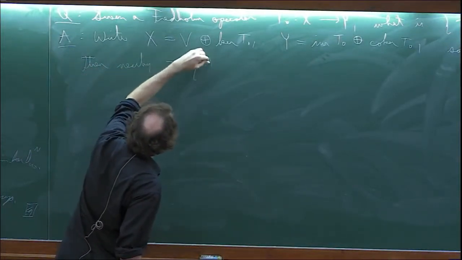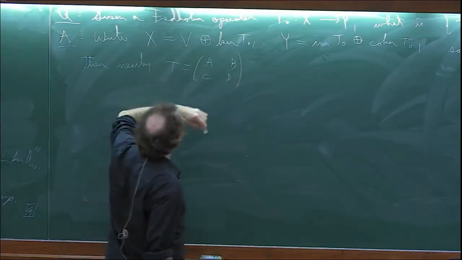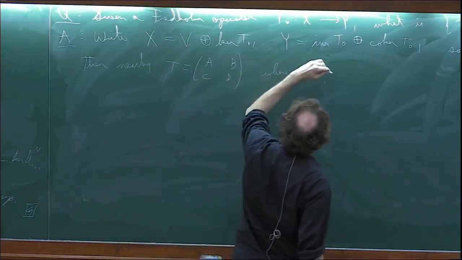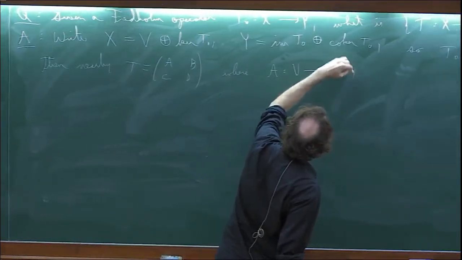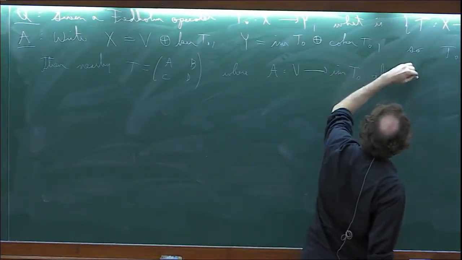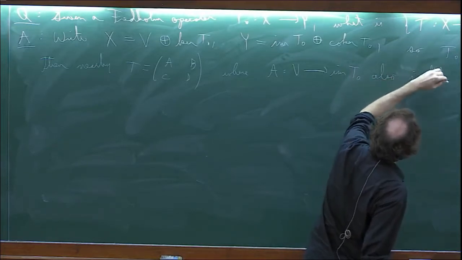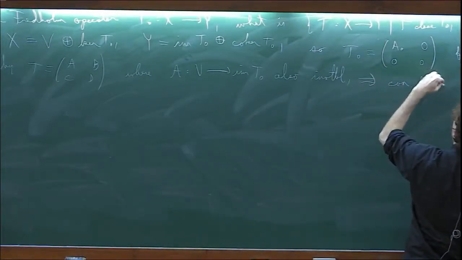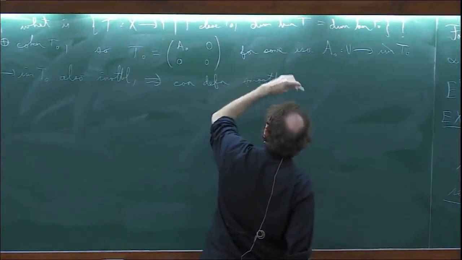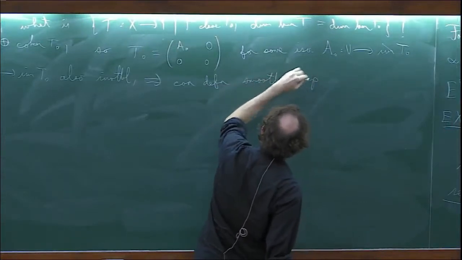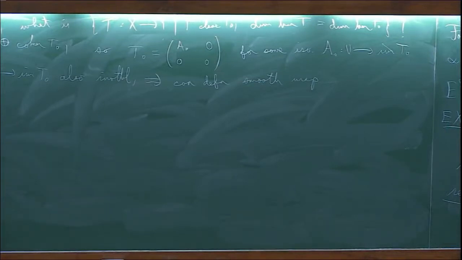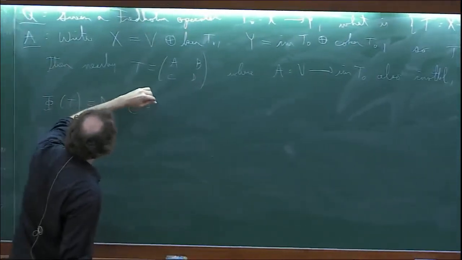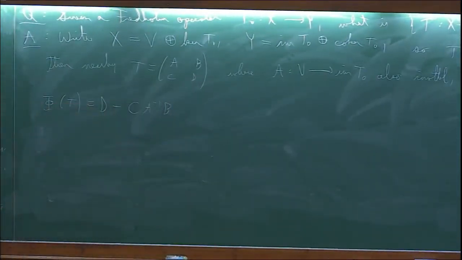T can be written as some A, B, C, D, where A, mapping from V to the image of T naught, is also invertible. Therefore, I can define the following smooth map on the space of Fredholm operators. Phi of T equals D minus C A inverse B, right? So that's well defined because A is invertible.